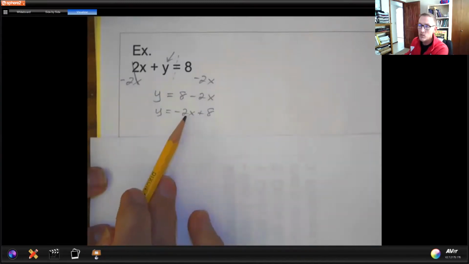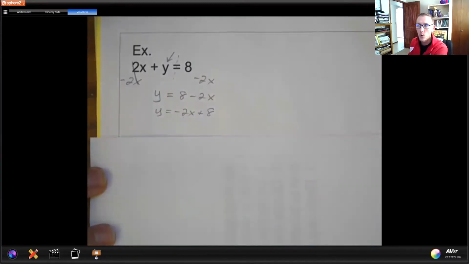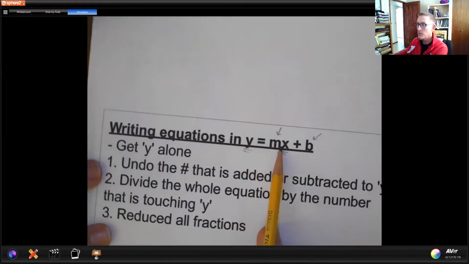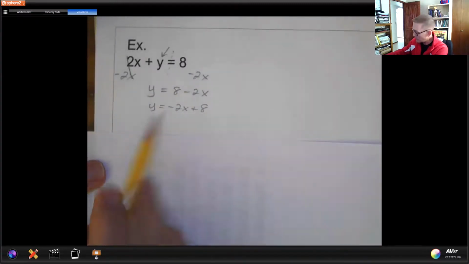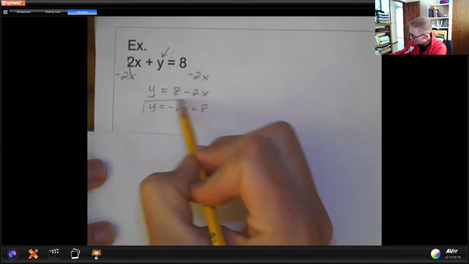And the reason why I want to do this is because the original form of the equation was y equals mx plus b. So if you look at the notes here, the x term needs to be in front, and that's going to have huge meaning for us as we go forward. All right. Well, y is alone, so this answer is done.